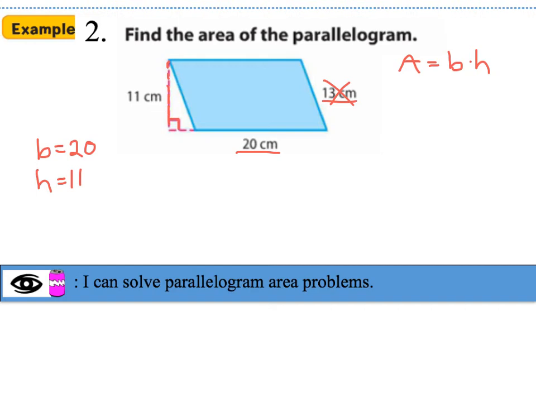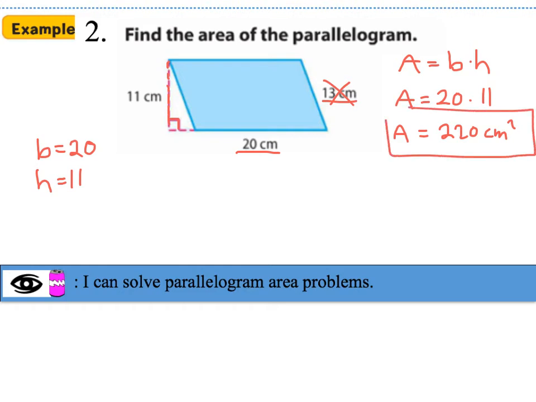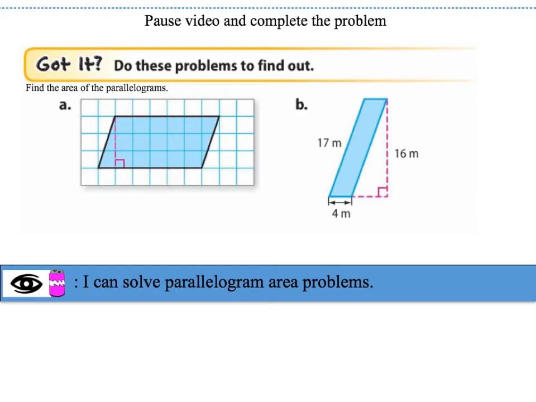Let's use these numbers and plug it into the formula for area. So area is equal to 20 times 11. So when we do 20 times 11, we get 220 centimeters to the second power. And that would be our area for this parallelogram. So pause the video and complete these got it problems, and we'll discuss the answer in class tomorrow. Notice we have two got it problems on this slide, got it problem A and got it problem B.